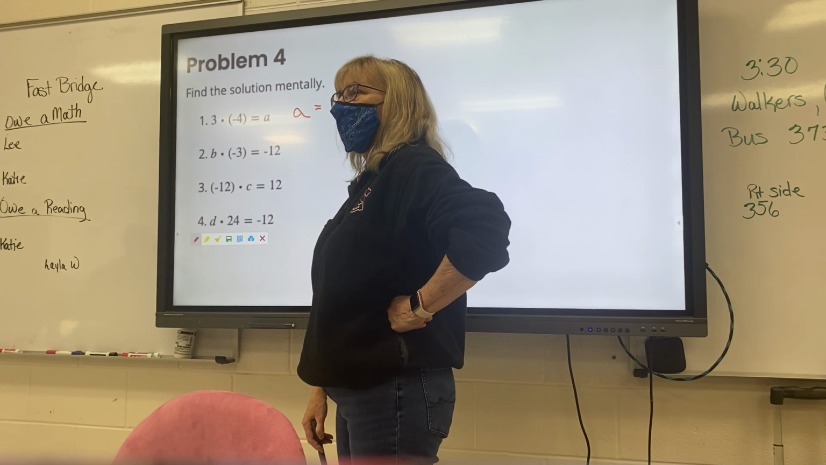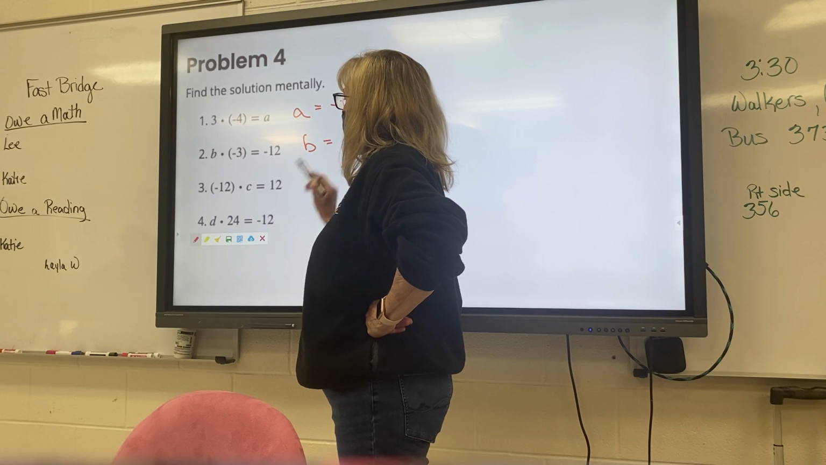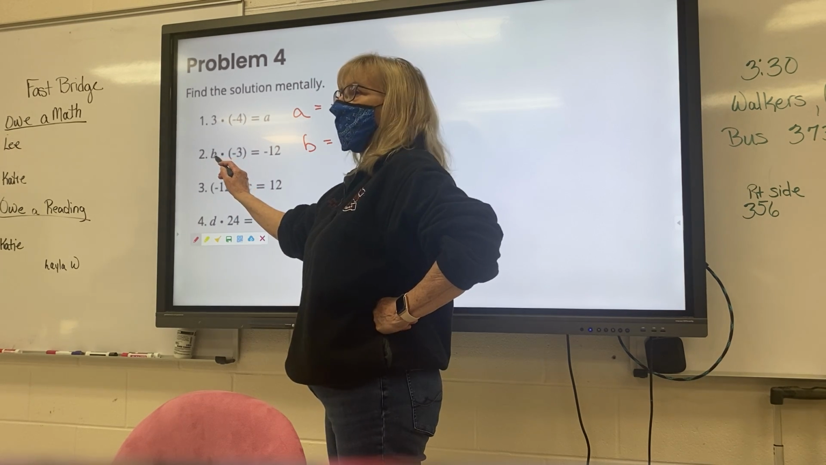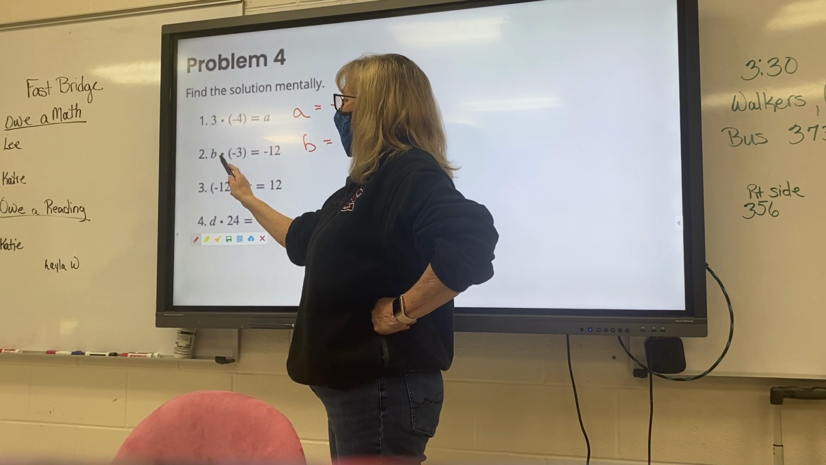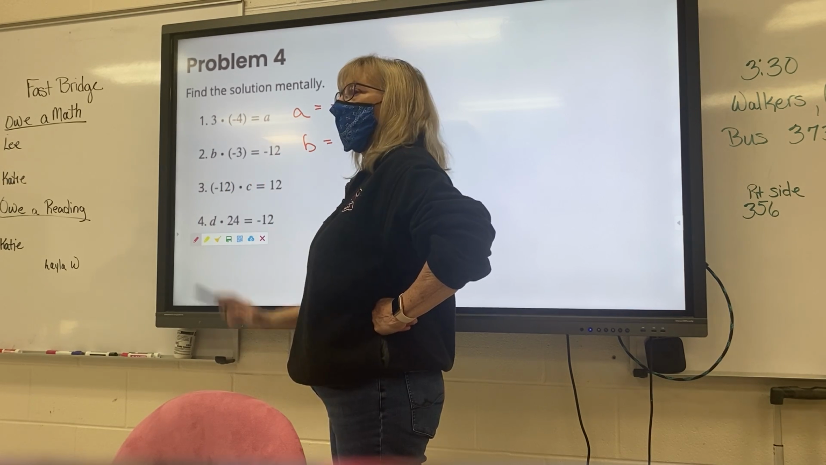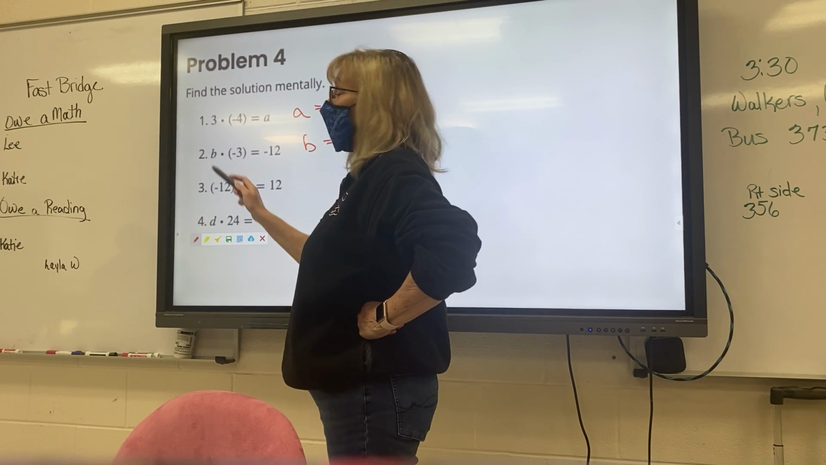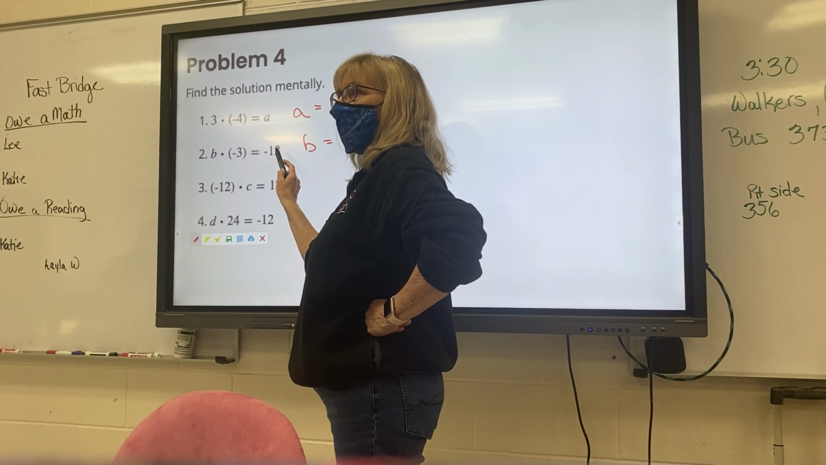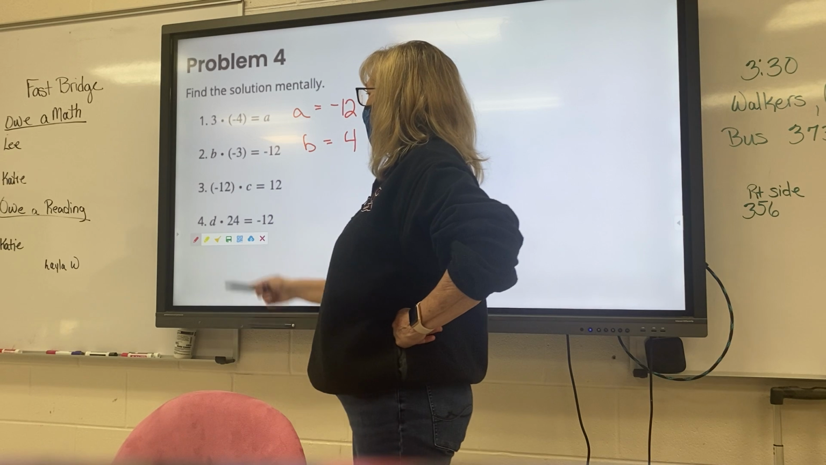B times -3 = -12. Okay, is B going to be positive or negative? Positive. Okay. Now, what times 3 equals 12? 4 times 3. Let's check it. 4 times -3, does that equal -12? Mm-hmm.